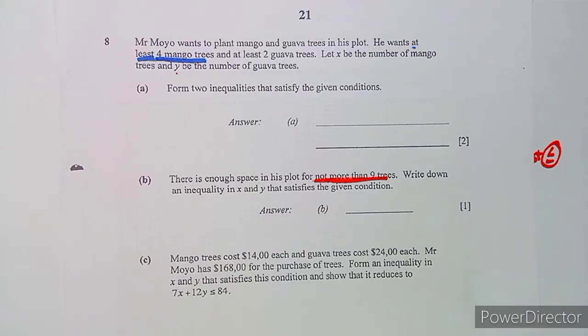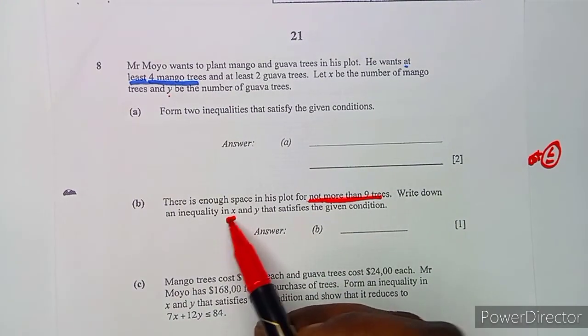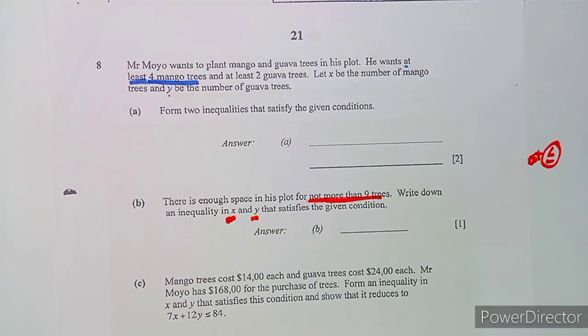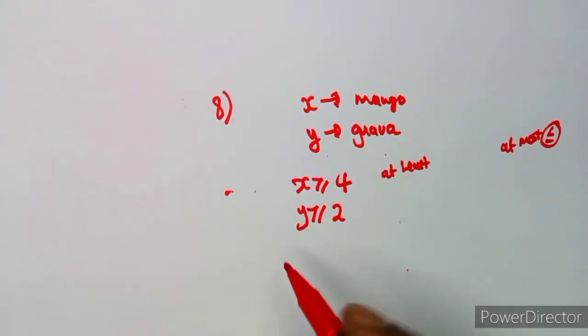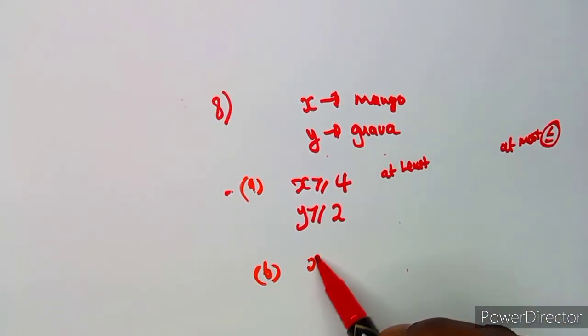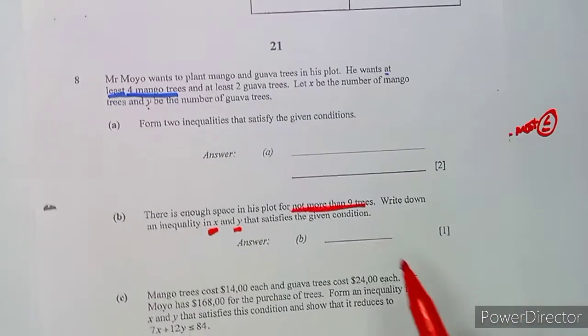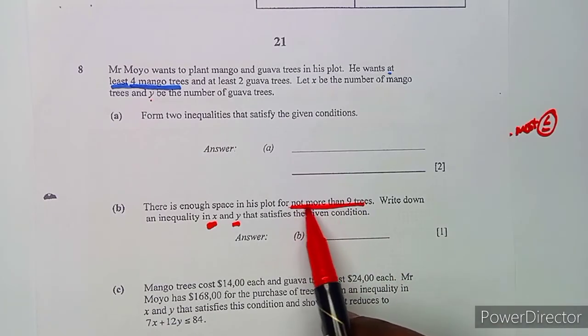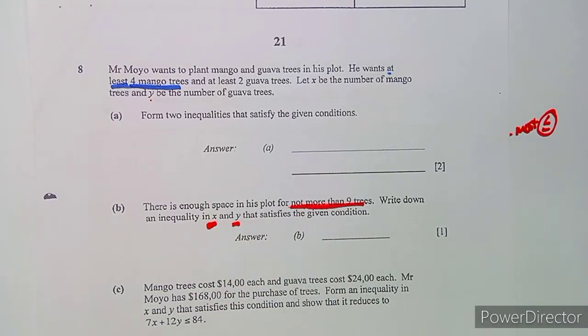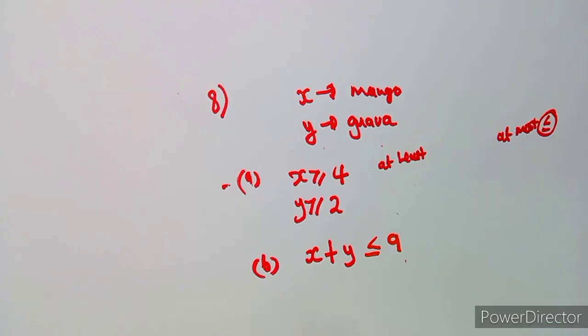The number of trees to be planted. And which trees are we talking about? We are talking about x mango trees and y guava trees combined. So the inequality formed here is x mango trees plus y guava trees, all together, must be less than or equal to 9, because the space is for either 9 or fewer than 9. So it is going to be less than or equal to 9. So that was the inequality there.